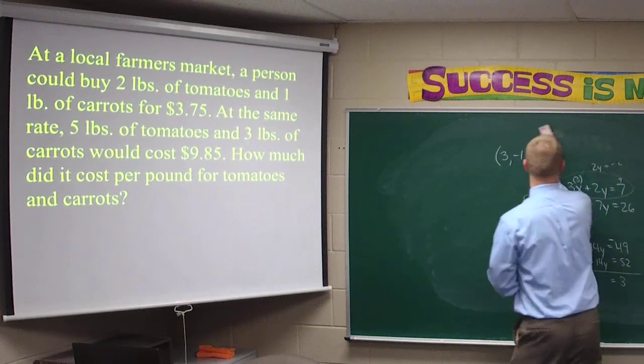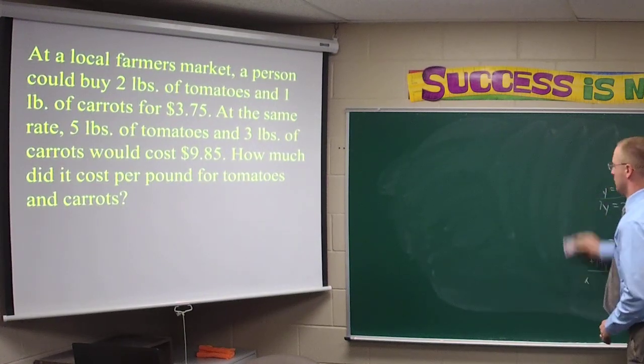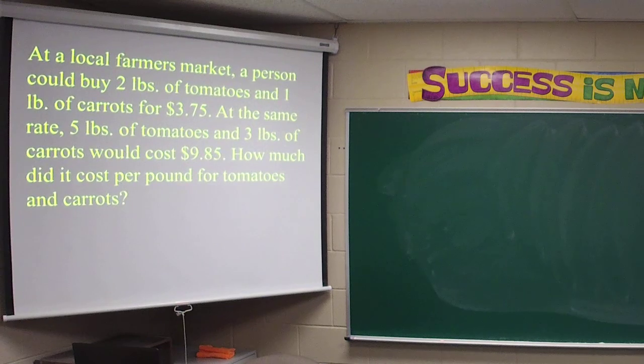Brandon. At a local farmer's market, a person could buy 2 pounds of tomatoes and 1 pound of carrots for $30.75. At the same rate, 5 pounds of tomatoes and 3 pounds of carrots would cost $9.85. How much did it cost per pound for tomatoes and carrots?